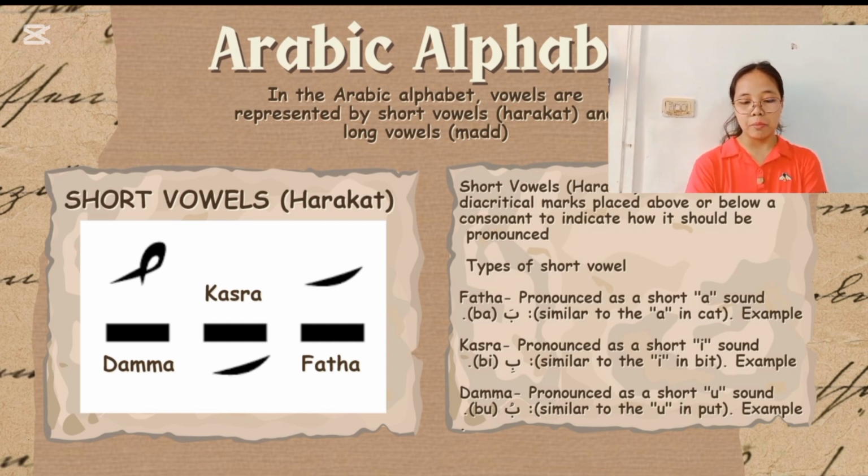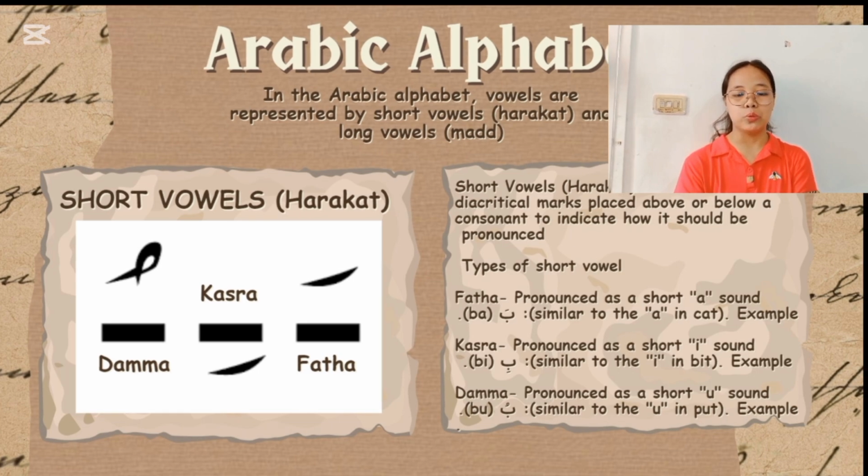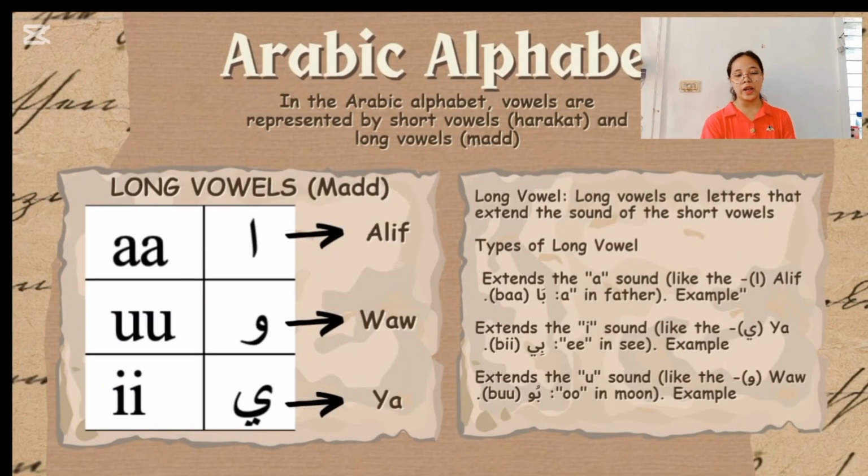Dhamma is pronounced as a short u sound in the English alphabet. For example, the ba will be pronounced as bu, the lam will be lu, and the sod will be su. Next is the long vowel.